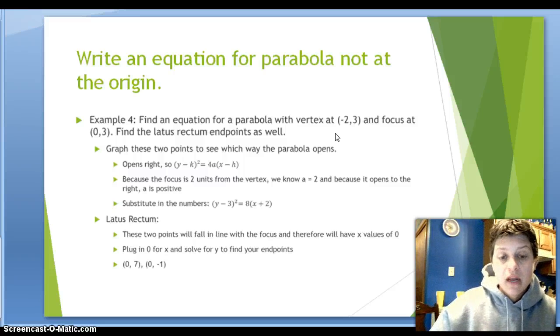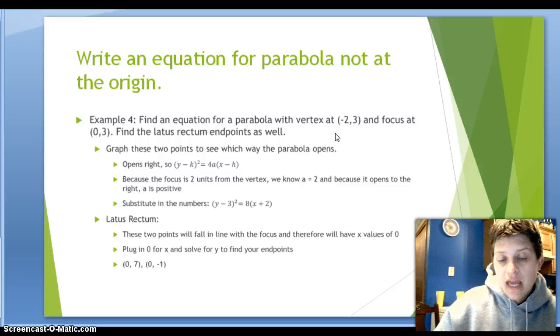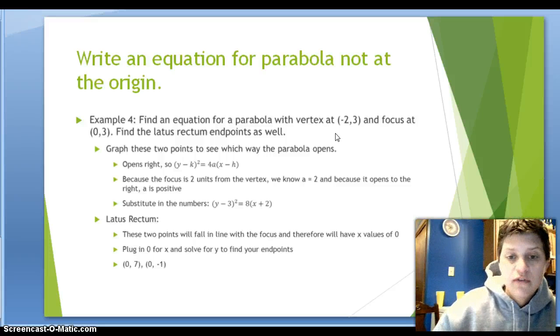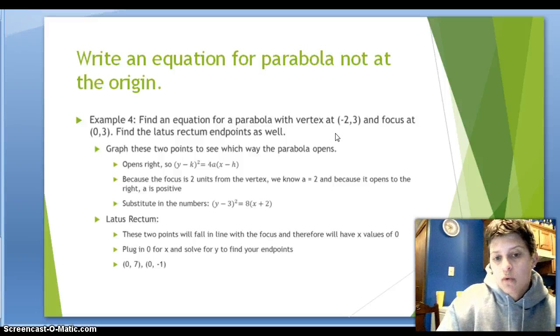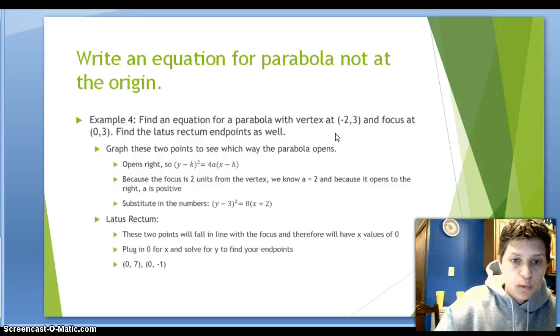Now, substituting in the numbers, you know the vertex is at (-2, 3). So when you have x minus h, and h is negative 2, you have x minus a negative 2, that gives you x plus 2, and y minus k, where k is 3. So our equation is (y - 3)^2 = 8(x + 2).